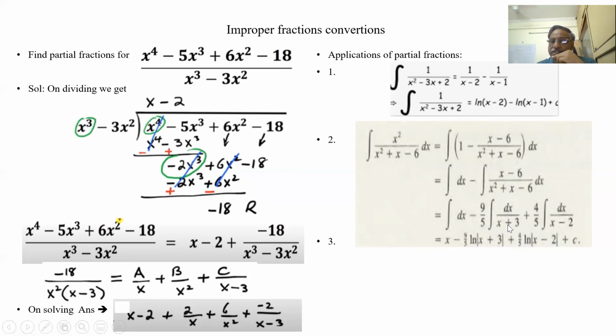So this is log x plus 3. This is log x minus 2. 4 by 5 log x minus 2, 9 by 5 log x plus 3, x plus constant. Otherwise, it is difficult to calculate integration.